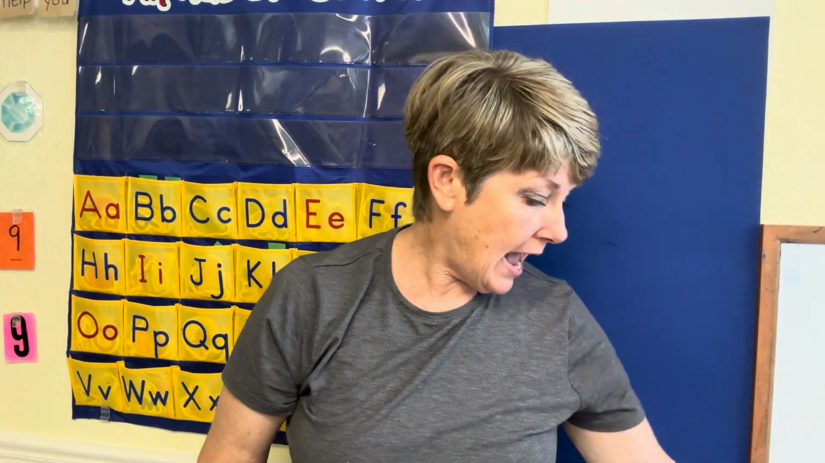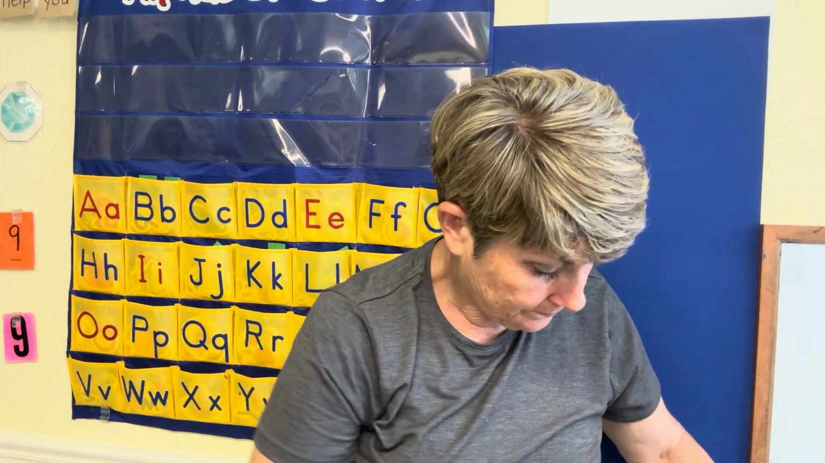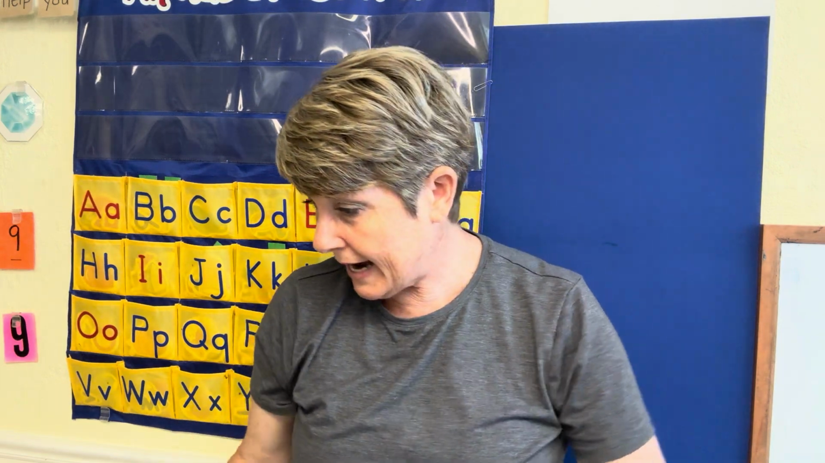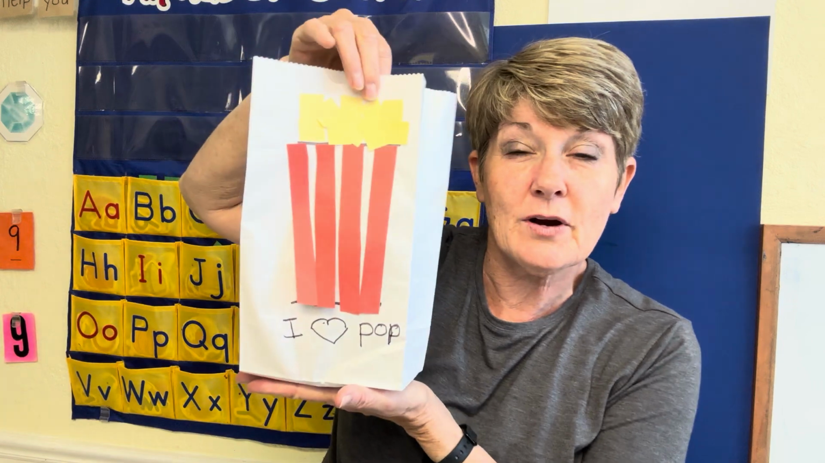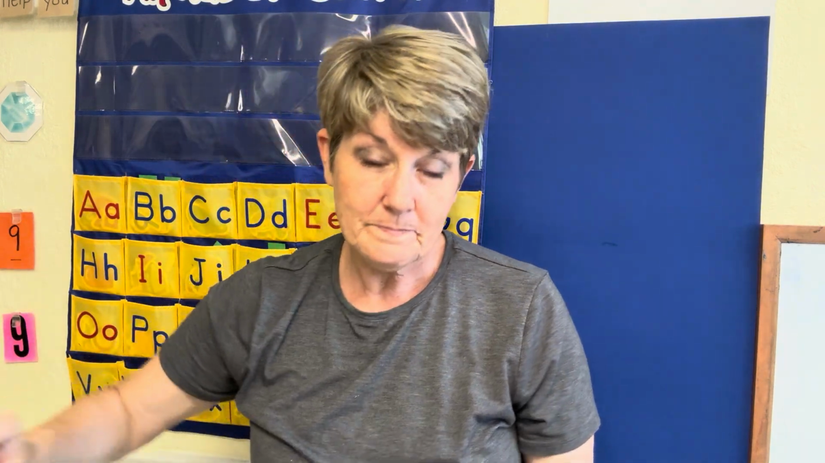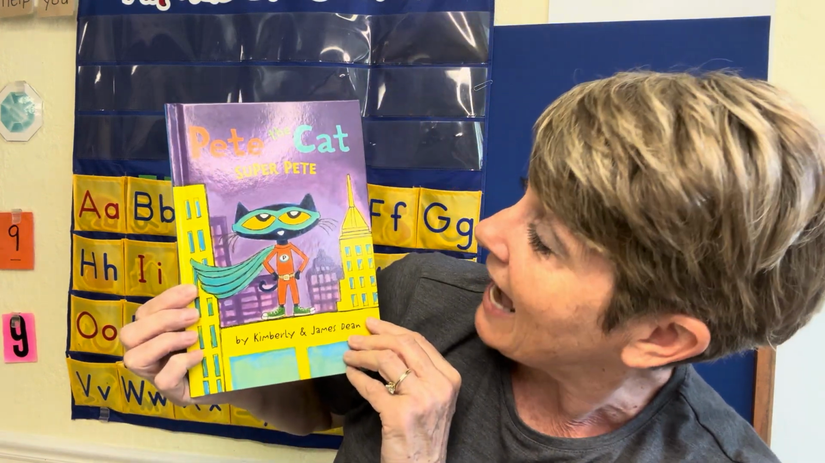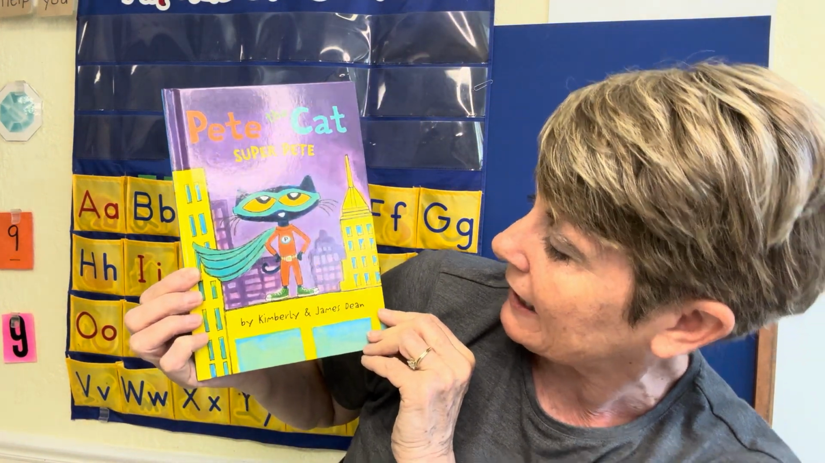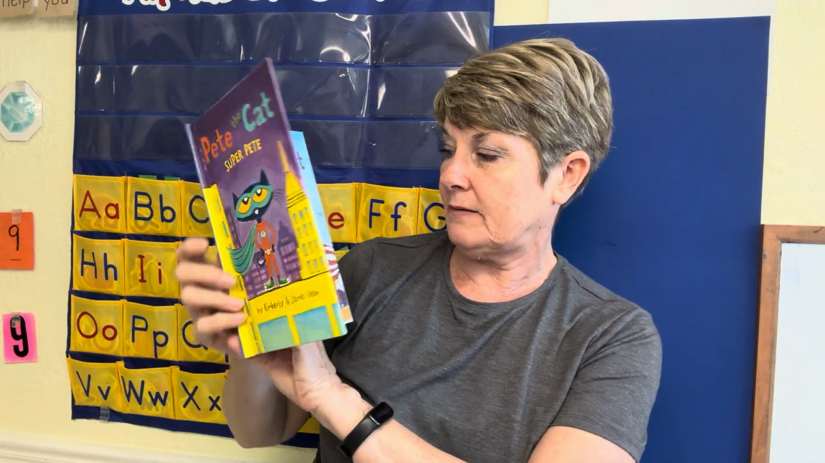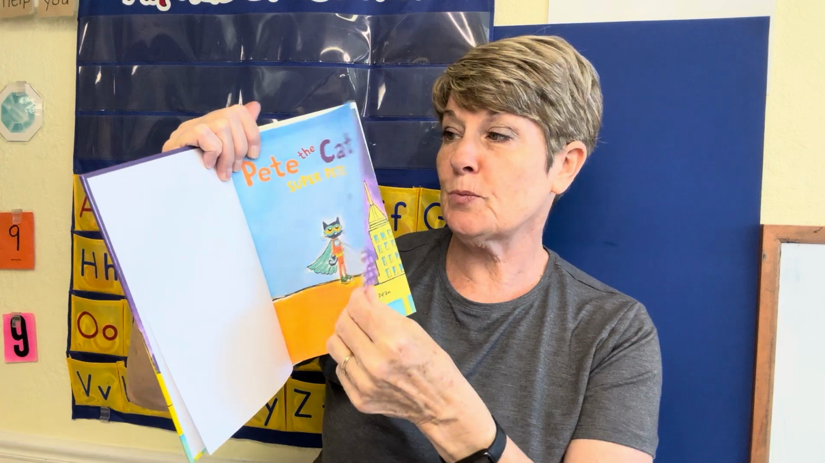All right. How is your present coming along? Are you getting it all made? Is it looking really awesome? All right. Dads do so many amazing things. Sometimes they're like superheroes. We're going to read Pete the Cat, Super Pete. This is by Kimberly and James Dean. Let's see what happens with Super Cat.